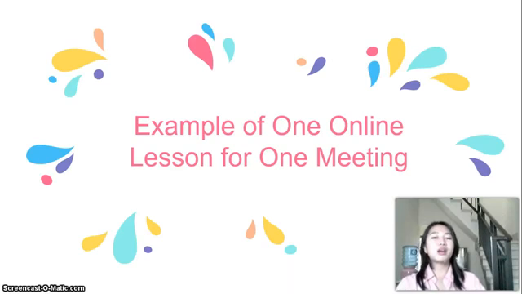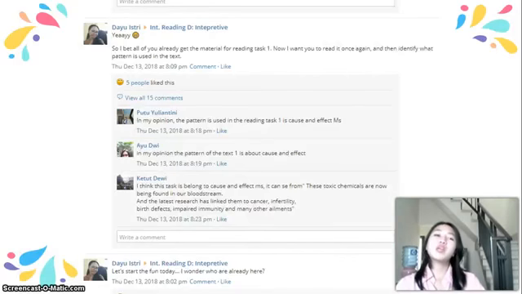Well, an example of one online lesson for one meeting. In my class, we have done a lot of online discussions, so I will give you one example. We mostly use Schoology. So this one is an example from Schoology. My lecturer, Miss Dayu Isris, is my interpretive reading lecturer. She used Schoology to discuss a particular topic, and this one is synchronous online learning because me and my friends and Miss Dayu discussed it at the same time. So this is one example of synchronous online learning.